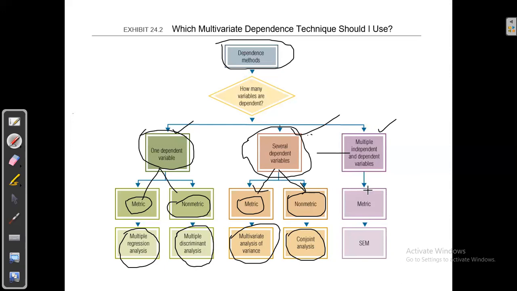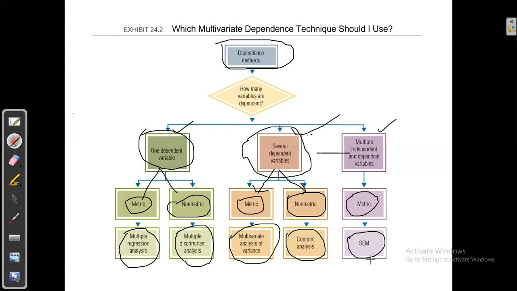If you are dealing with multiple independent and dependent variables, you have a number of independent variables as well as a number of dependent variables, right? Although it's not necessary that they are all metric, initially, if we consider that they are all quantitative, then you'd be using the technique that we call SEM. So SEM, in a sense, consists of a large number of variables in which some of the variables can be dependent and some of the variables can be independent.